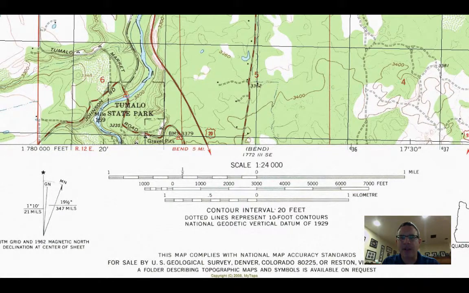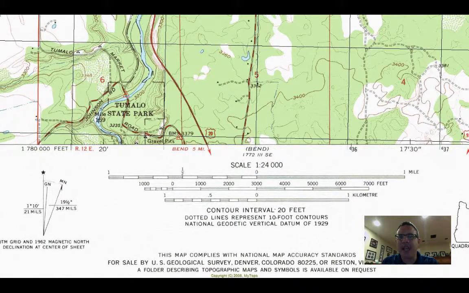Then we move to the lower middle section of the map. In that lower middle section, there's a lot of information again. What we can see here is that we have a scale. And this 1 to 24,000 means that 1 unit on the map equals 24,000 units in real life. So 1 inch on this map would equal 24,000 inches on the actual Earth, or 1 foot on this map would equal 24,000 feet on Earth.